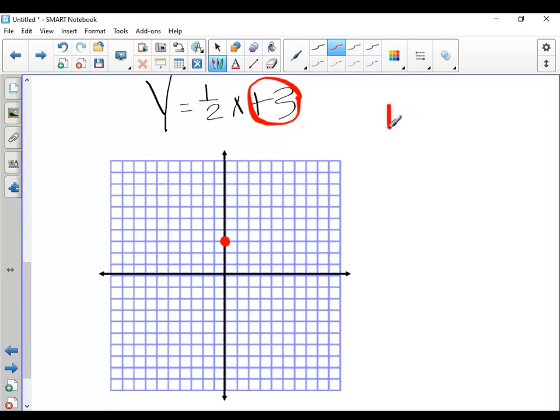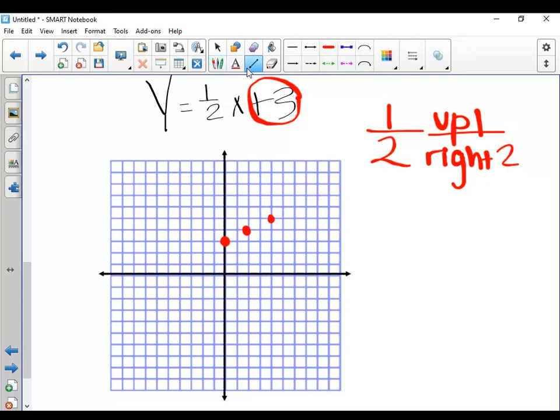Then I have this slope of 1/2. What's the top number mean? Top number, if it's positive, it means you're going up. If the top number is negative, you're going down. The bottom number is positive, so that means I'm going to the right 2. So put your pencil back on the point you already made. Go up 1, right 2, make your next point. You can even do it again. Up 1, right 2, make your next point. Then you're going to connect them with a line.